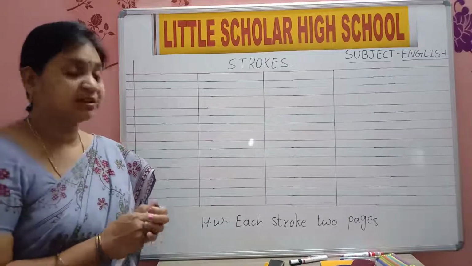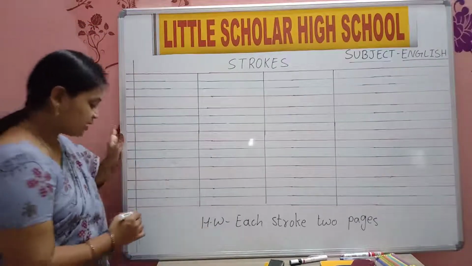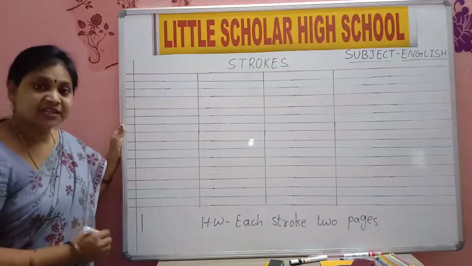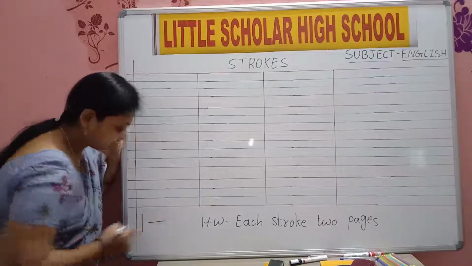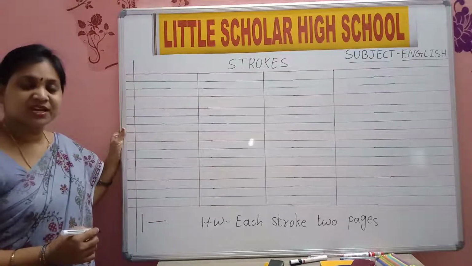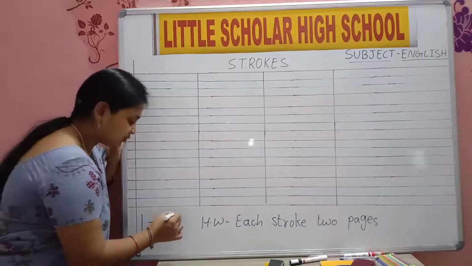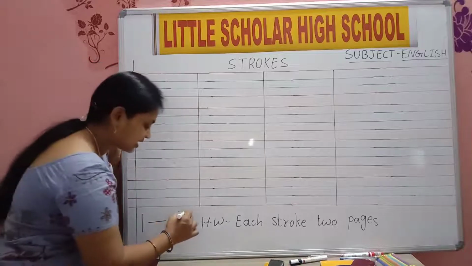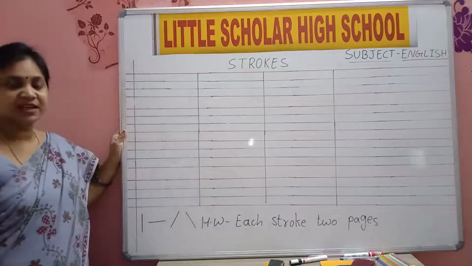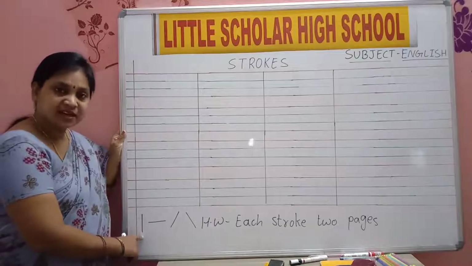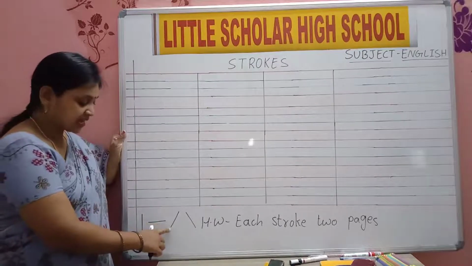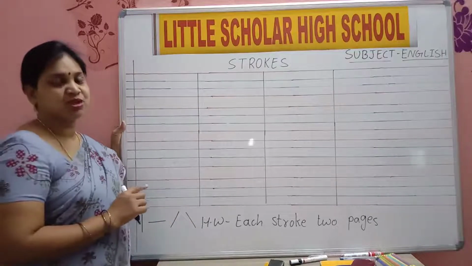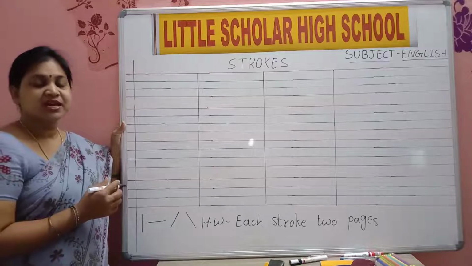Yes, how will the standing line be? Up to down. This is the standing line. Which line is this? Standing line. Which line is this? Sleeping line. And which line is this? Slanting line. And this is also a slanting line. Standing line, sleeping line, slanting line. Yes, we already completed this in our previous class. Today we will learn some more.